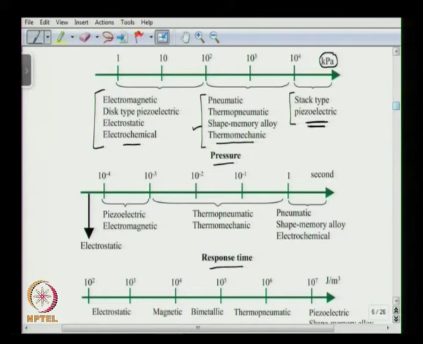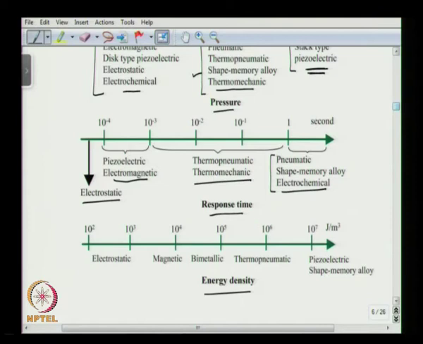If you look at the response time, as we discussed before, electrostatic microvalves have very low response time, and the piezoelectric and electromagnetic microvalves have response time between 10 to the power -4 and 10 to the power -3, and then the response time of thermopneumatic and thermomechanical is between 10 to the power -3 and 1 second. Okay. And the microvalves like pneumatic, SMA and electrochemical, their response time is very poor. Okay. So, they have response time higher than 1 second. So, you can see that there is a trade off between the pressure and the response time.